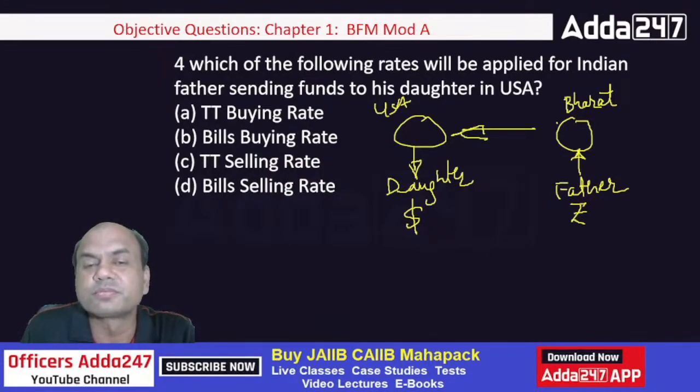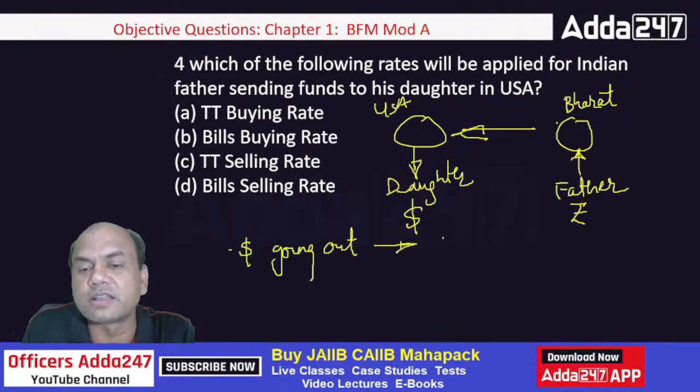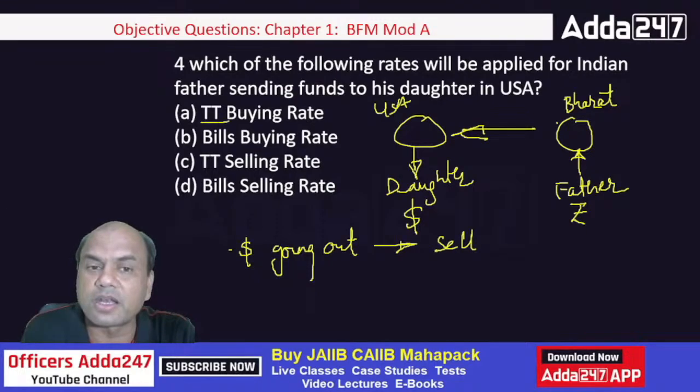Whenever a currency is going out, whenever dollars are going out, we always follow the rule of selling. So here dollars are going out from India, from Bharat, they are going to USA. If they are going from our country to USA, then it's a sell part, means out. So it is a sell. So I'll be using the sell rate. But which sell rate? TT or bill? Now again the question comes, do I use the TT rate or do I use the bill rate? So these two are out. Now I only have TT or bill.